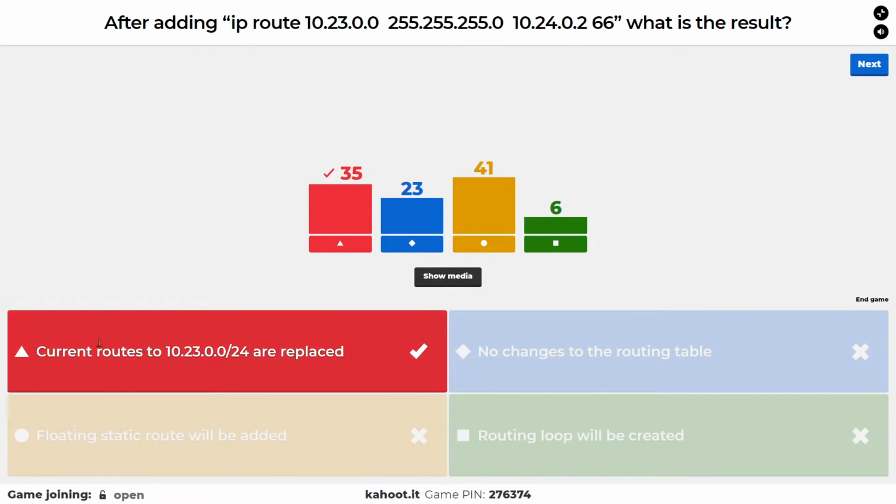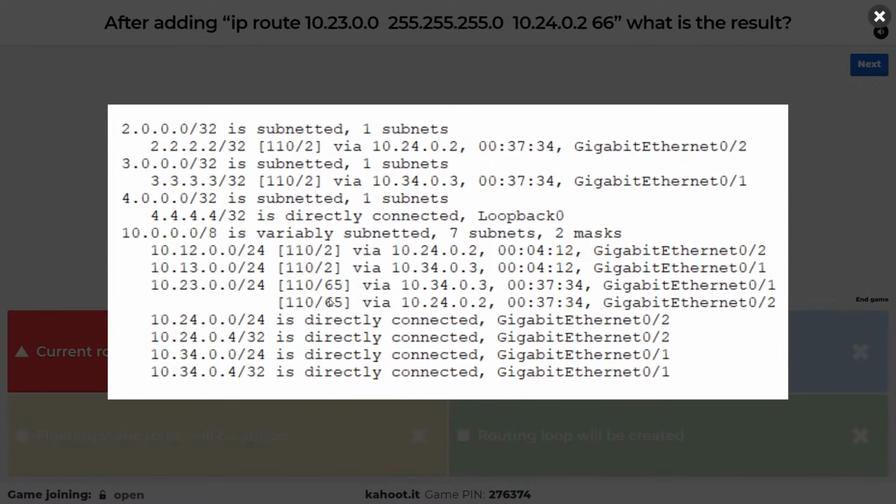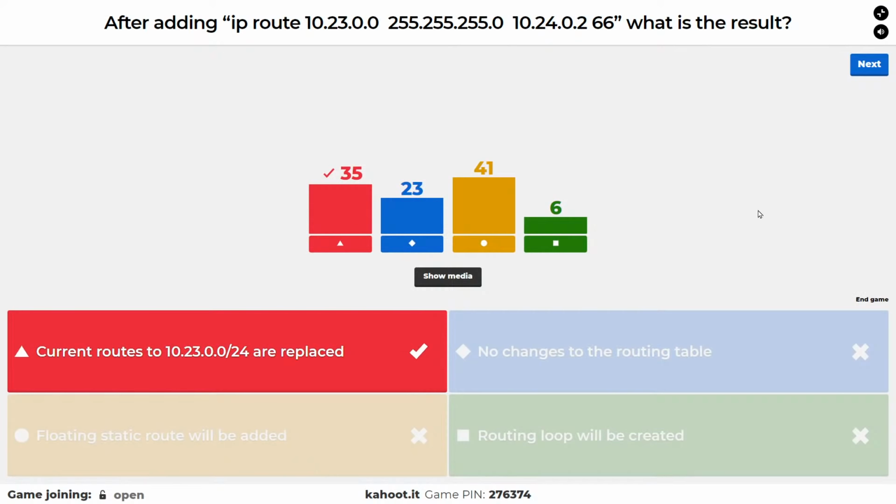Let's take a look at it. The two current routes, which were these OSPF learned routes, are both going bye-bye. Or as Arnold would say, removed from the routing table. Or hasta la vista, something like that.